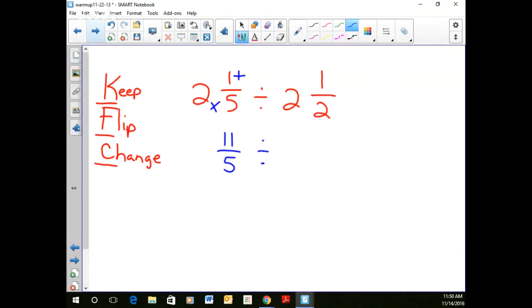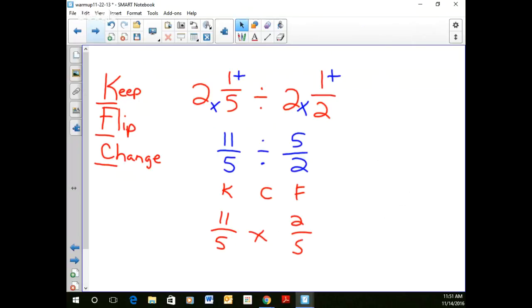Divided by, we'll do the same thing to the next one. 2, the whole number 2 times the denominator 2 gives us 4, plus the numerator 1 will give us 5/2. Now we use the KFC method to solve this. So keep, flip, change. Keep the first fraction 11/5. Flip the second fraction from 5/2 to 2/5. And then change the sign from division to multiplication.